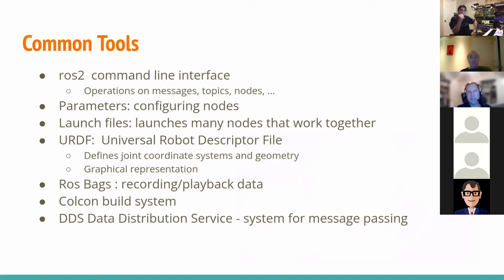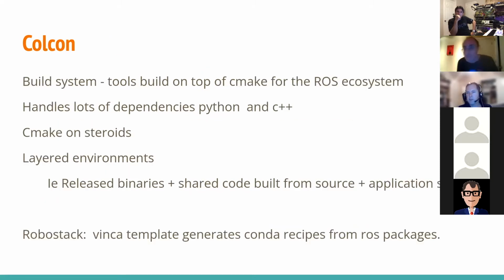We've got URDFs. These are Unified Robot Description Files, and this is basically telling the system what the geometry of your robot is, what the linkages of your robot are. We've got bags for playback and recording, and the build system. Colcon is the build system. And then we've also got DDS, which is a way of passing the messages. A lot of these things can be mixed and matched with different things as things get more advanced, but ROS comes with the basics to make things happen.